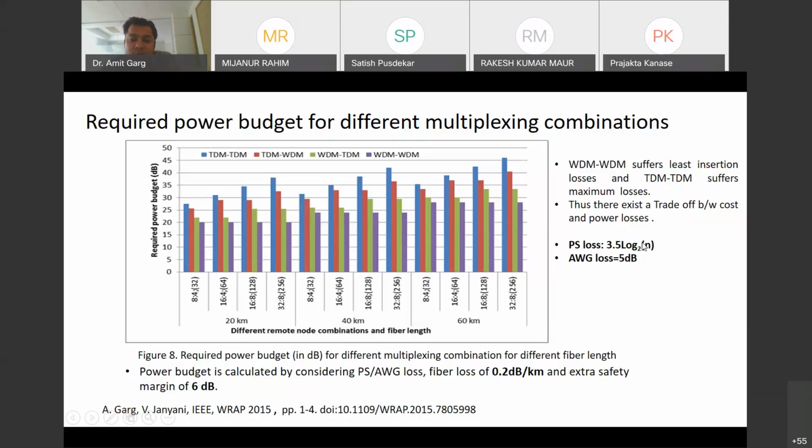While if we calculate it for the pure TDM, then it is 3.5 log of 2 to the power 3, since 8 is 2 to the power 3. So it is 10.5, I think. Yes, 10.5, and for this it is 7. Okay, 7 and 10.5, it is 17.5 plus 10, so it is approximately 27.5. Okay, so for pure WDM PON, the losses are 20 dB, while for the pure TDM, the losses are 27.5 dB. Okay, so we need to worry about this.